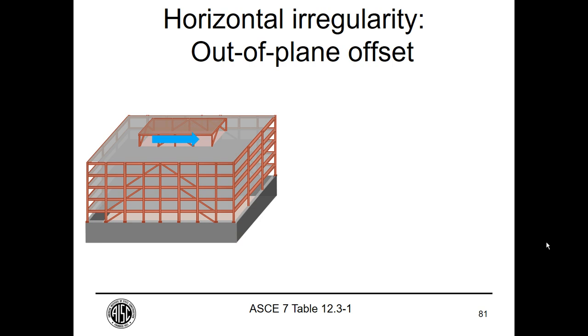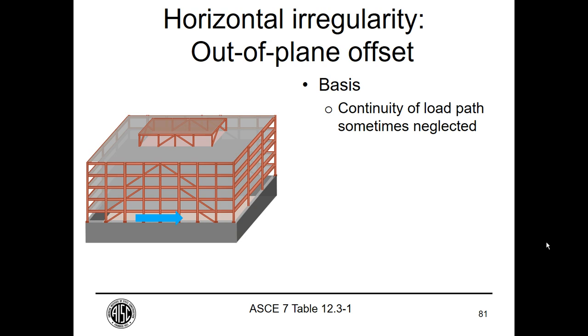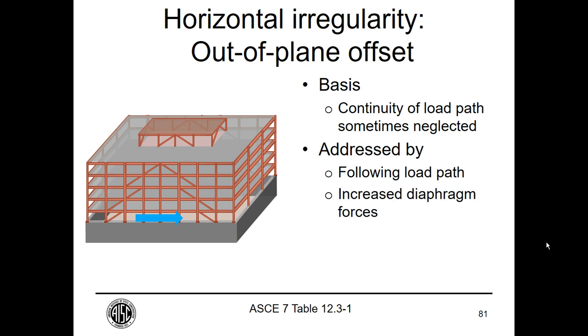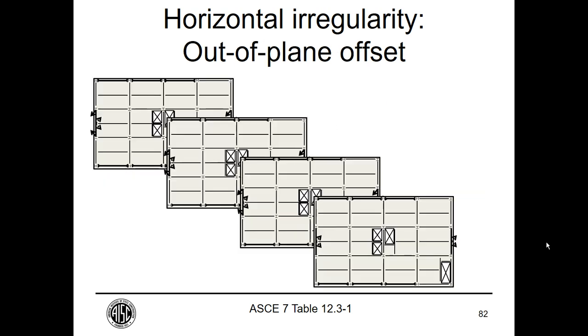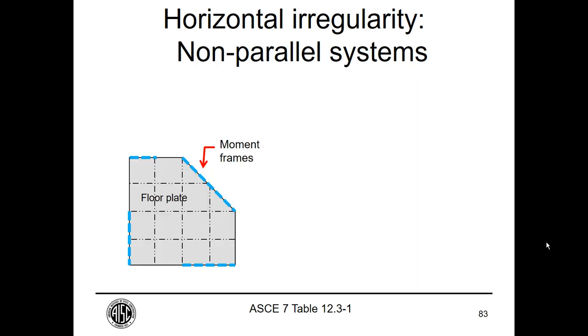Another horizontal irregularity is when the lateral system offsets horizontally out of plane. Really all the code tells us is make sure we follow that load path using the amplified seismic load in the diaphragm. We have the same layout on each of our stories, so we don't have an out-of-plane offset. It's not triggered.